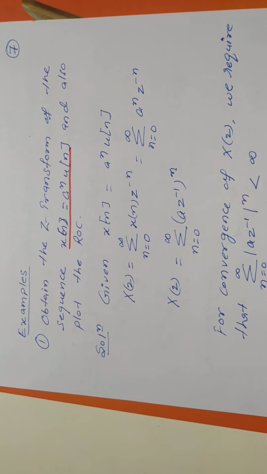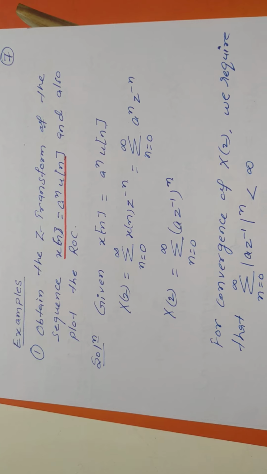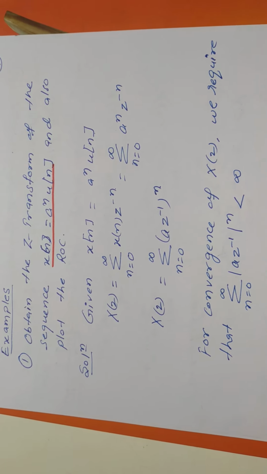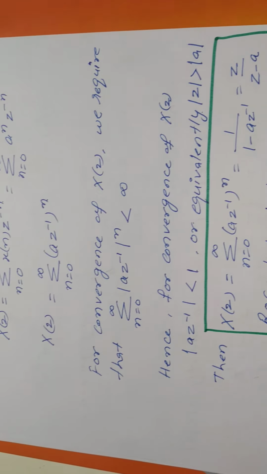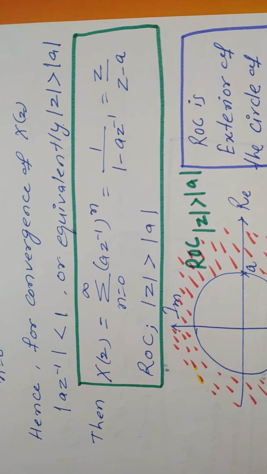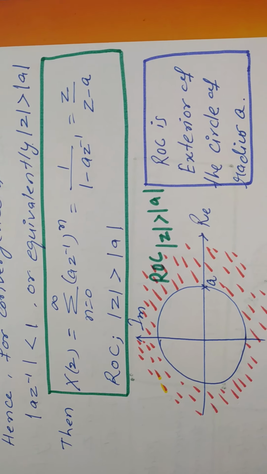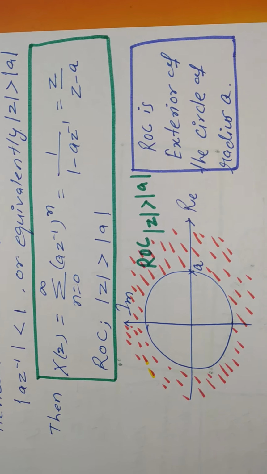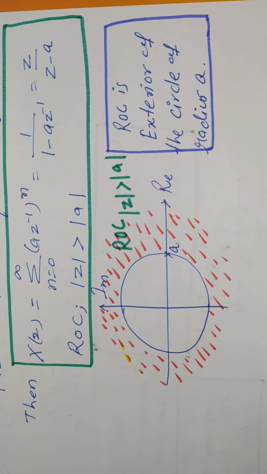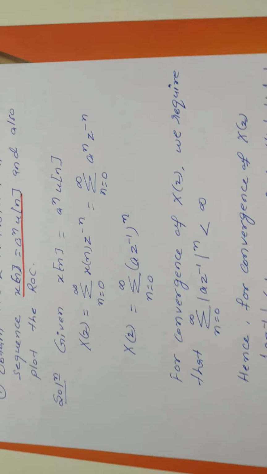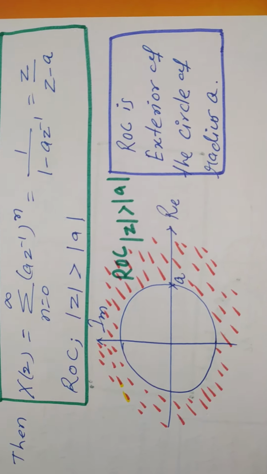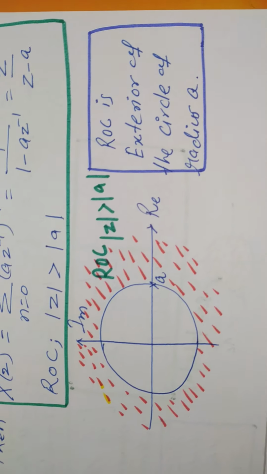Hello students, in the previous lecture we have already studied two examples. x of n equals a to the power n u of n, and we saw what the z transform of the sequence would be. The z transform would be 1 by 1 minus a z to the power minus 1, which can even be written as z by z minus a, and the ROC is the exterior of the circle of radius a. This concludes that if the sequence is a right-sided sequence, the ROC will be the exterior of the circle of radius a.